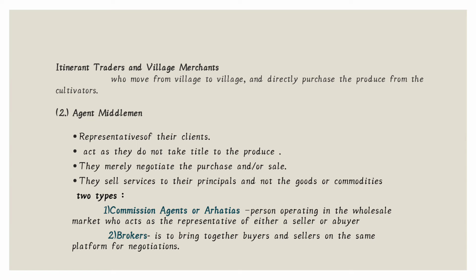The commission agent is a person operating in a wholesale market who acts as the representative of either a seller or buyer. He is usually granted powers by those who consign goods or who order the purchase. The commission agent takes over the physical handling of produce, arranges for its sale, collects the price from the buyer, deducts his expenses and commission, and remits the balance to the seller.